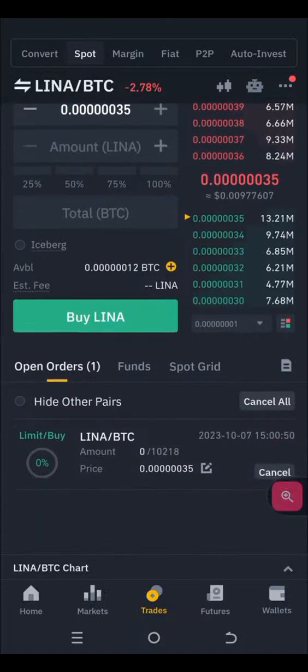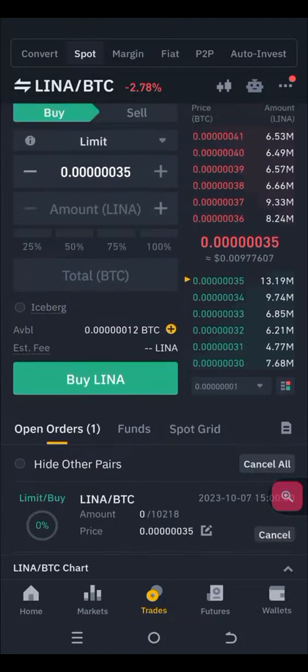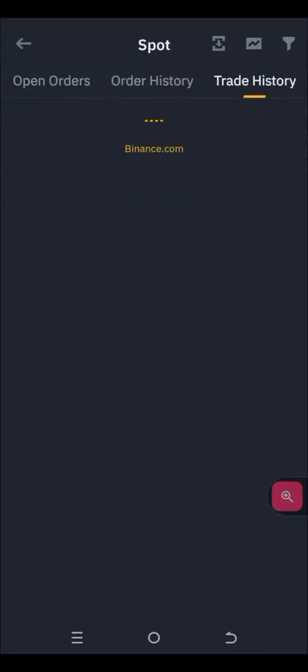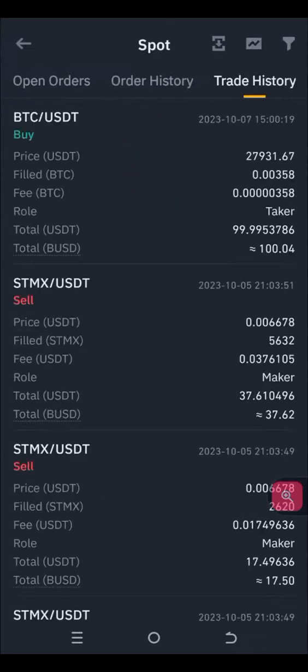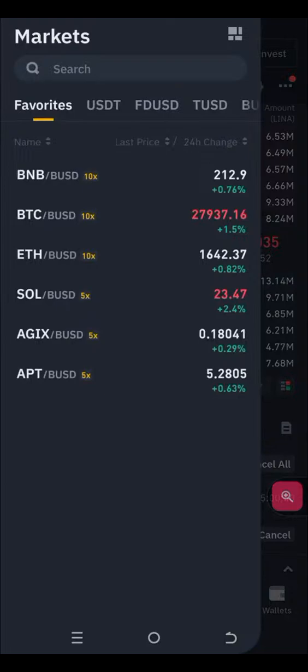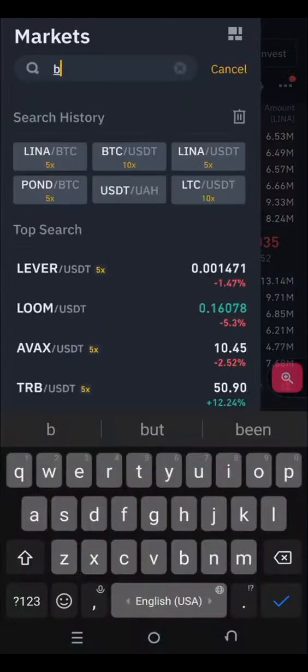But you know how I always say, right? We've got to always have a way out. This is triangular arbitrage, no doubt. But if for any reason I go back and check and BTC has risen, I'm going to sell this back and get my money back. So let's check in the trade history. In the trade history, we bought BTC at 27,931. Let's check what BTC is saying right now, because this is how you do it. You must always have a way out.